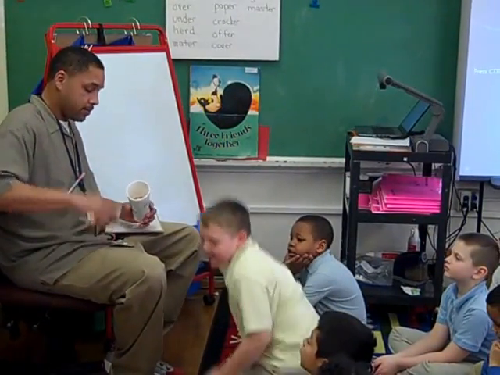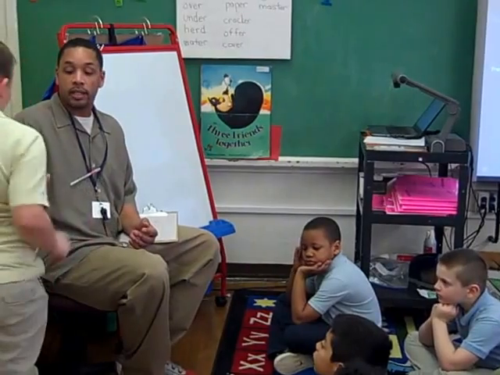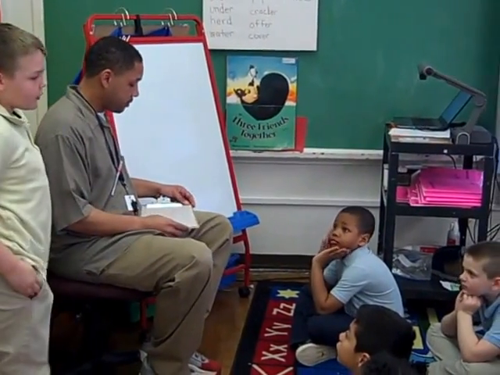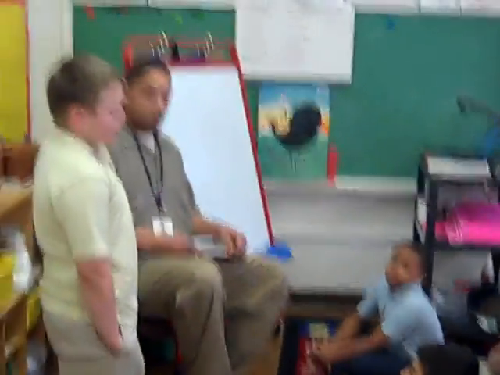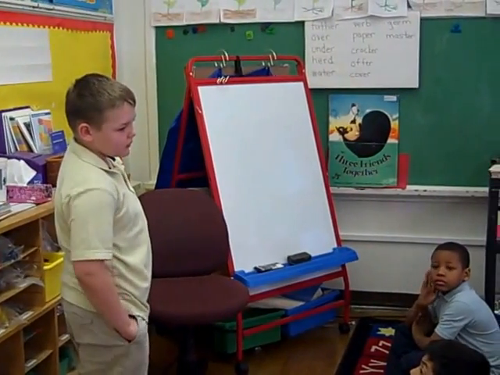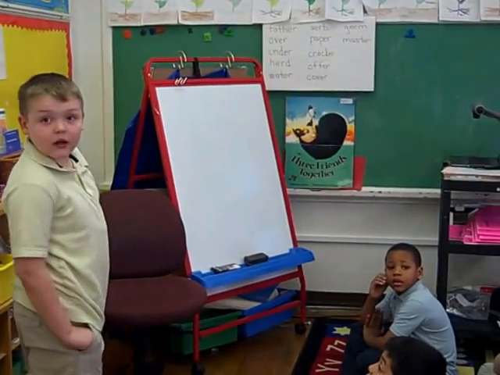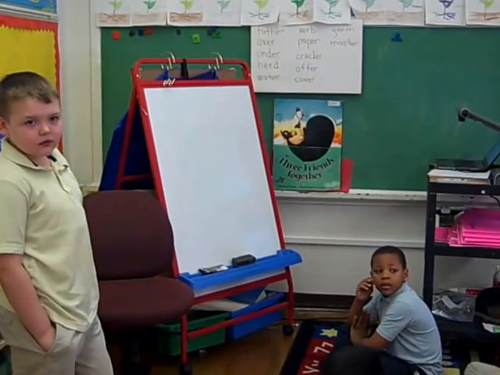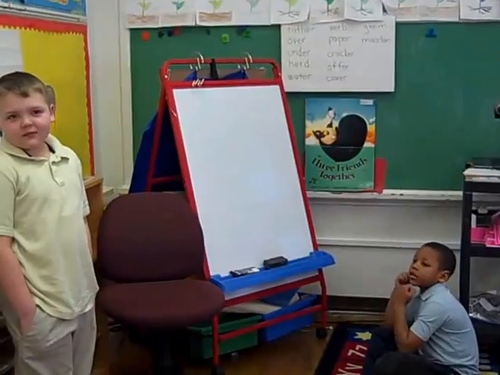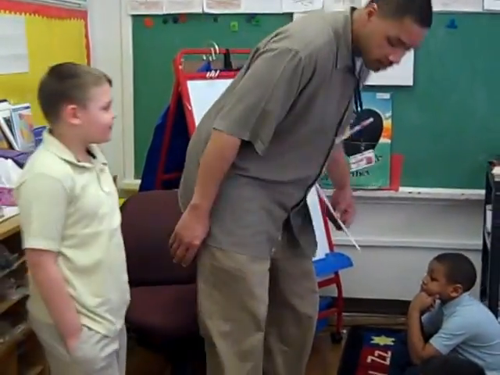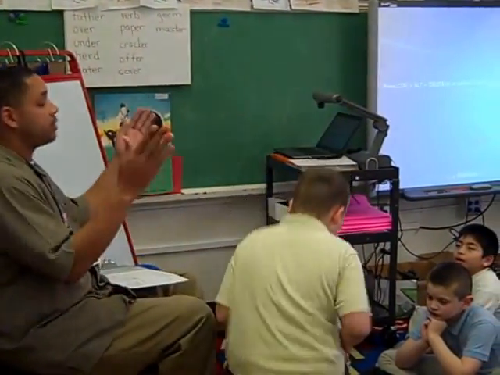Dylan D. Good morning, Dylan D. Good morning, Mr. Cannon. Good morning, class. Last weekend, I went to the lake. You did what? Say it again, Dylan. I went to the lake. You went to the lake. Did you have fun? Good. Did you do anything fun at the lake? Not really. We just played around. All right, give them 2 claps.